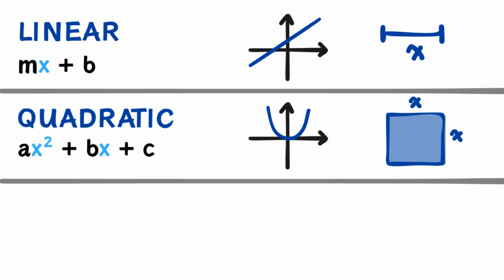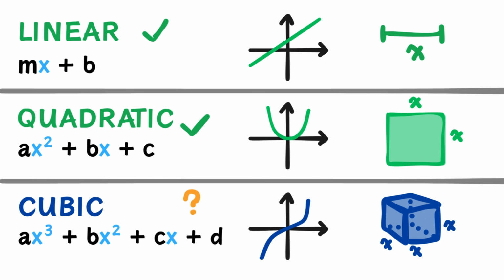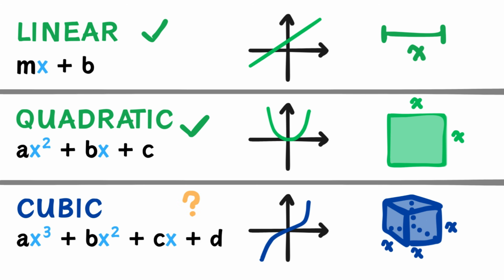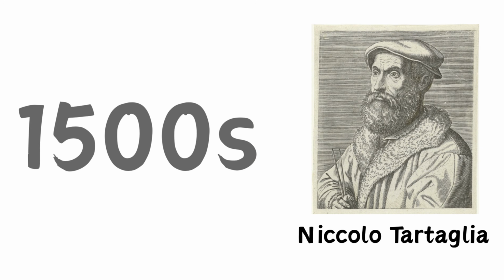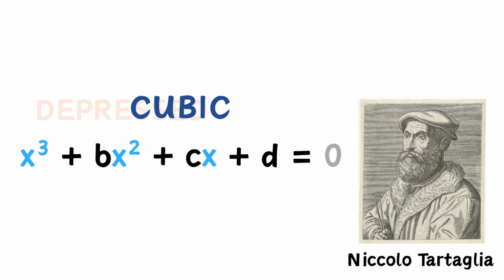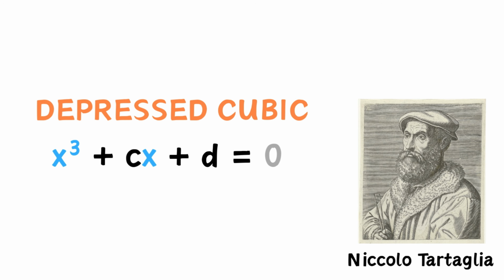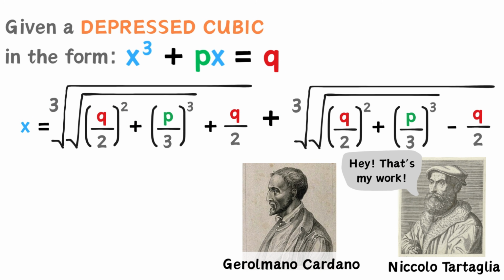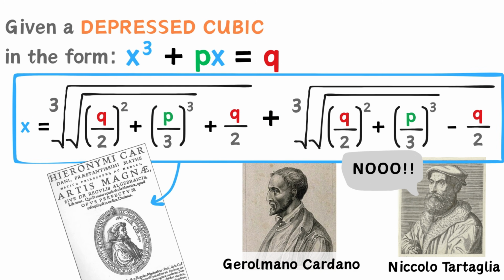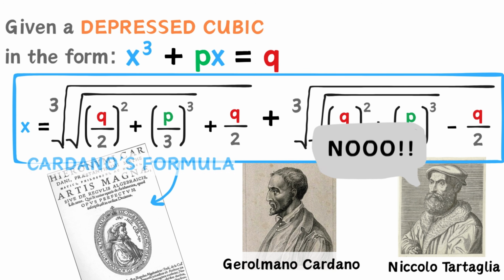Mathematicians had been solving linear equations and quadratics for a long time, but for millennia, they couldn't figure out how to solve cubic equations. It wasn't until the 1500s that a mathematician named Niccolo Tartaglia was able to find the solution for a depressed cubic, or a cubic equation that doesn't have the quadratic term. Later, the formula for his solution was published by Girolamo Cardano in his work The Ars Magna. Today, we actually call this formula Cardano's formula.